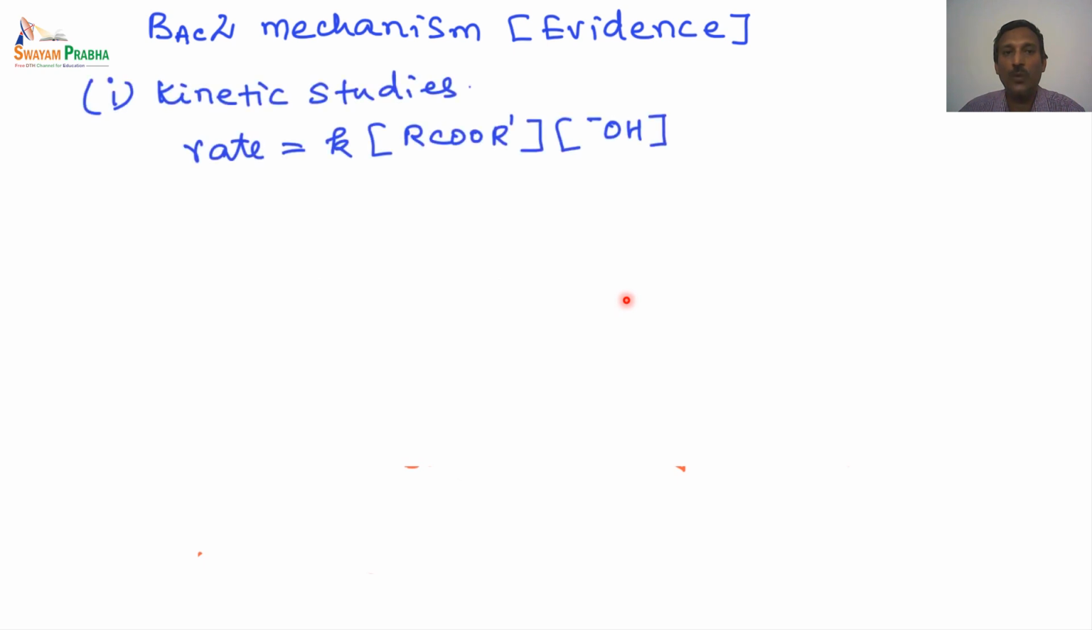So we will study now about the BAC2 mechanism. Using the kinetic studies, it was confirmed that the rate of the reaction depends on the concentration of the ester and the base. So there are two species which are involved in the rate determining step. So that is why this is a second order kinetic. So we can say it is a bimolecular reaction.